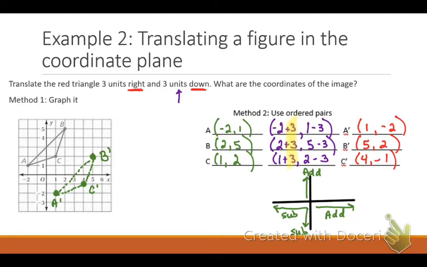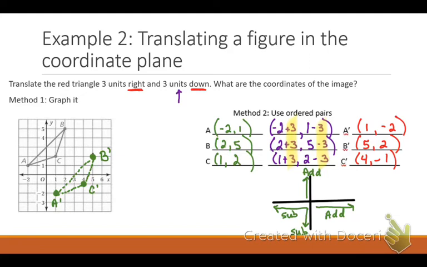So look at all your Y values. What did you do to all of your Y values? You subtracted 3. Why? Because it said to move that Y point down 3 units. Okay? So 2 methods. Now look at this. Look back at your graph.